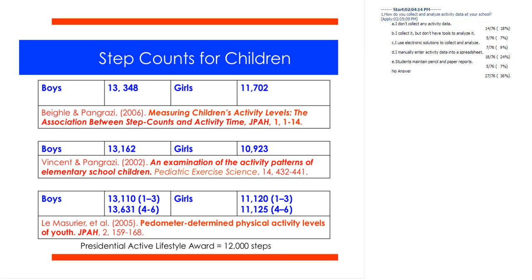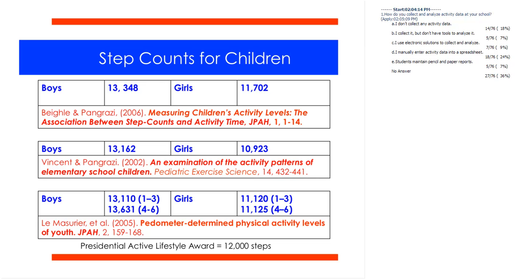But just so you know, the average for boys and girls varies. Boys are around 13,000, girls around 11,000. If you notice at the bottom of that screen, I've said the Presidential Active Lifestyle Award is around 12,000 steps. Basically, a lot of people didn't like having one standard for boys and a different standard for girls, so they came to agreement that we'd make it 12,000 steps. I'm not going to get into that discussion as to whether you should or you shouldn't. I'll just let the data speak for itself.